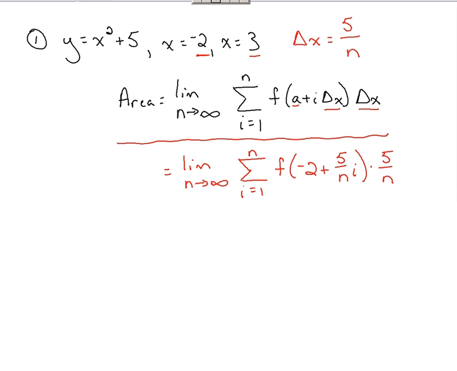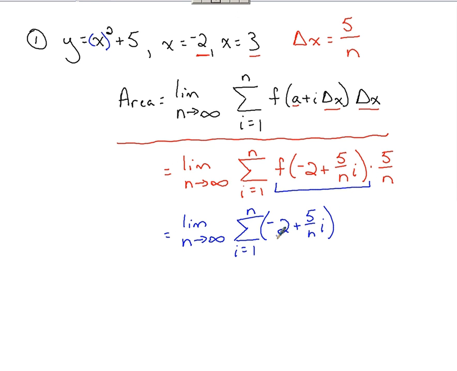At this stage, it'd be useful to figure out what the function is going to look like if I take negative 2 plus 5 over n i and I substitute back into the function for x. So I've got my limit still, got my sigma notation still. And now substituting in for x, negative 2 plus 5 over n i.